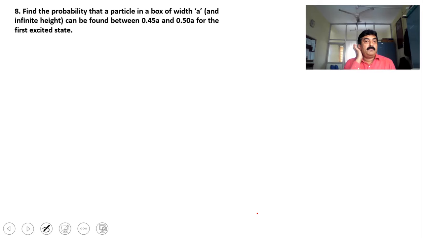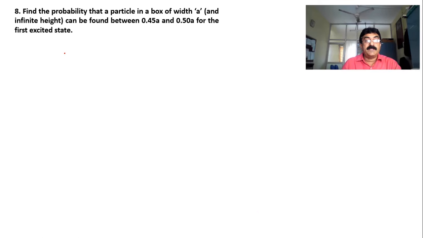Find the probability. This is slightly lengthy problem. Find the probability. Actually it should be probability density. Find the probability density that a particle in a box of width A and infinite height can be found between 0.45A and 0.5A for the first excited state.